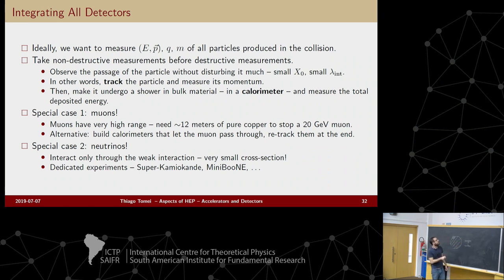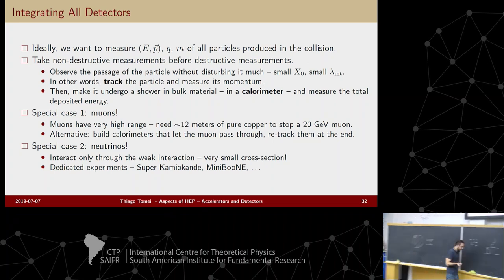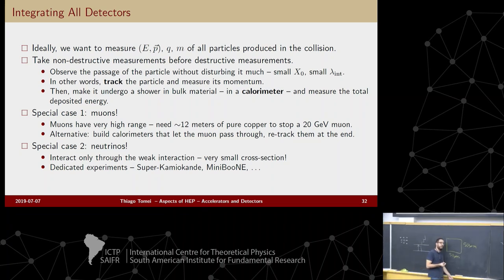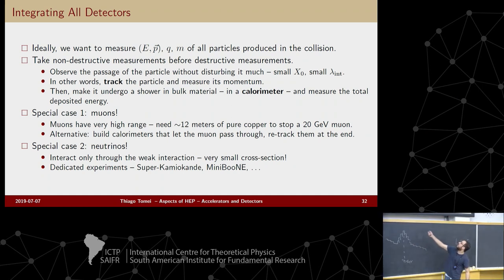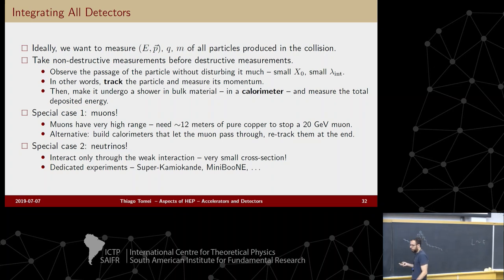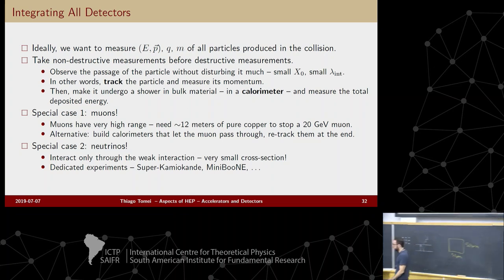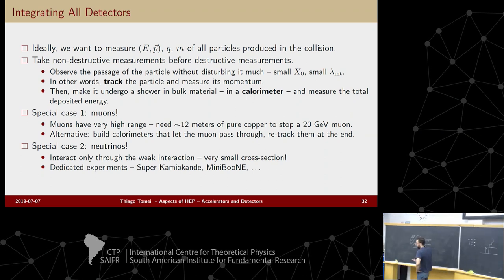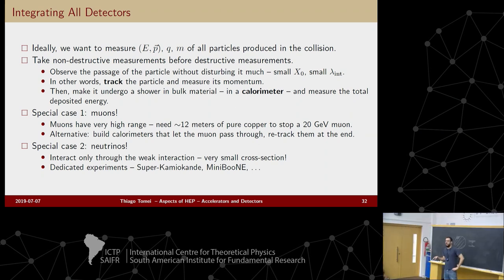There are these two special cases, muons. Muons have amazingly high range, okay? You need 12 meters of pure copper to stop a muon of 20 GeV. 12 meters is big. So usually we don't try to measure the energy of muons, and the more energy the muon has, the worse. Usually we don't try to measure the energy of the muons in the calorimeters.